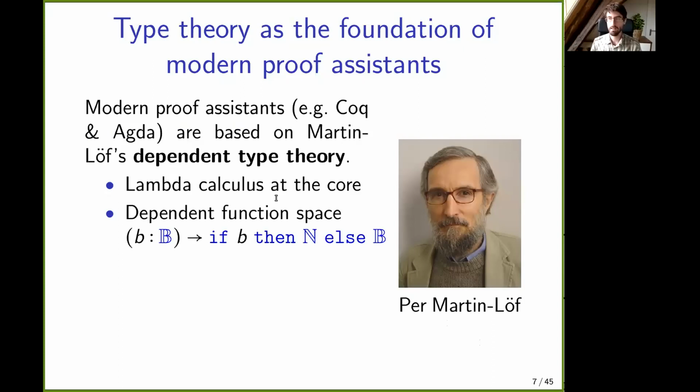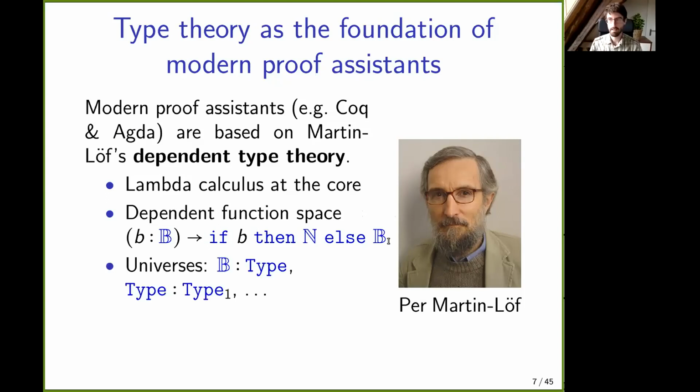In particular, one of the most important features where it gets its name from is the dependent function space, which is a type of functions where the type of the output depends on the value of the input. For example, we can express a function that takes a Boolean as an input, and then depending on whether the Boolean is true or false, returns a natural number or a Boolean.